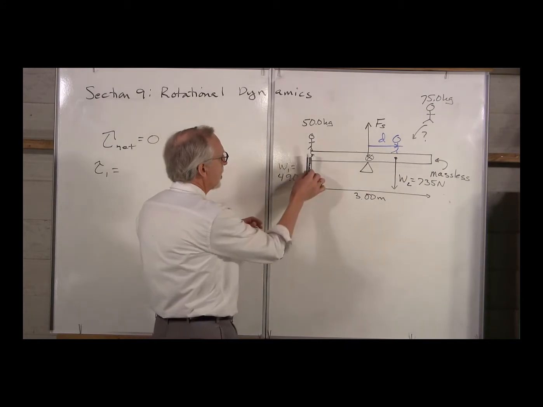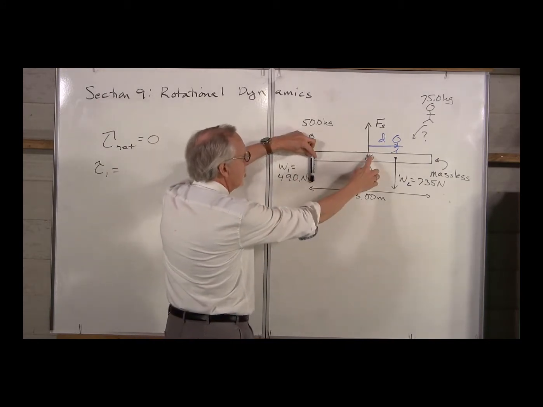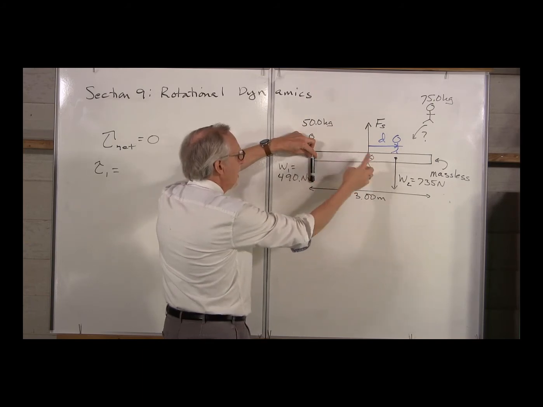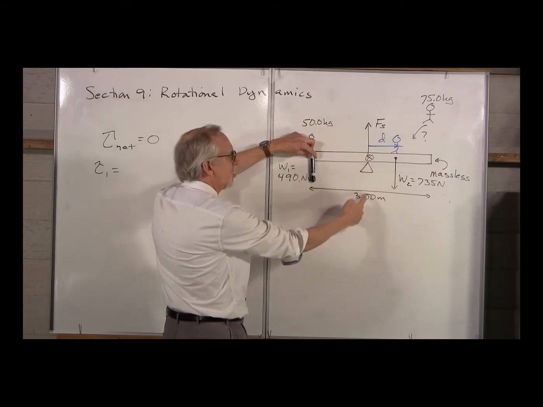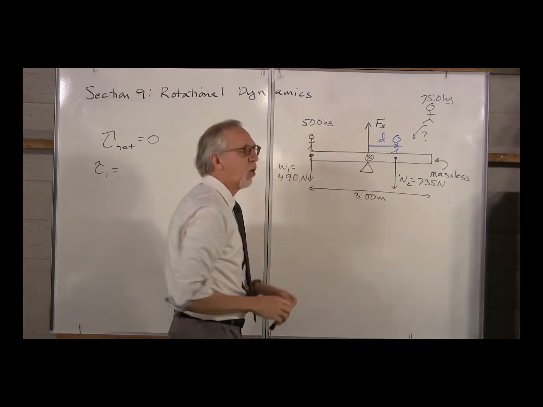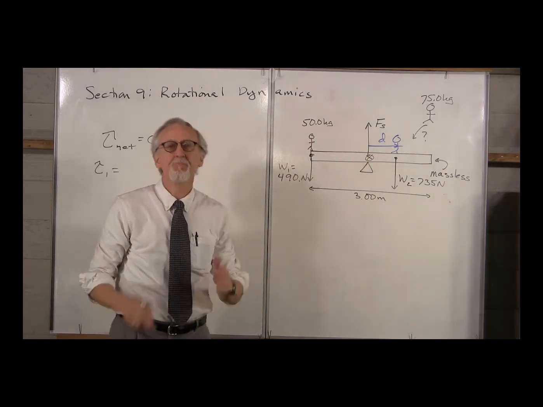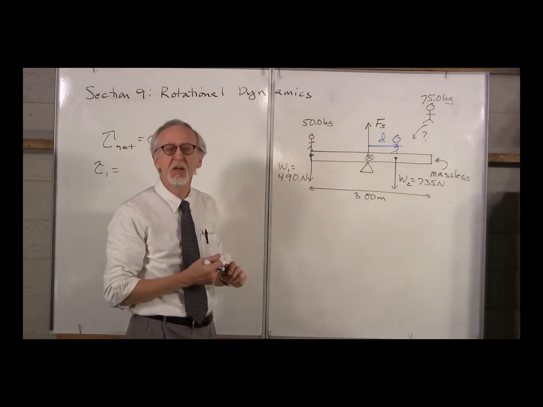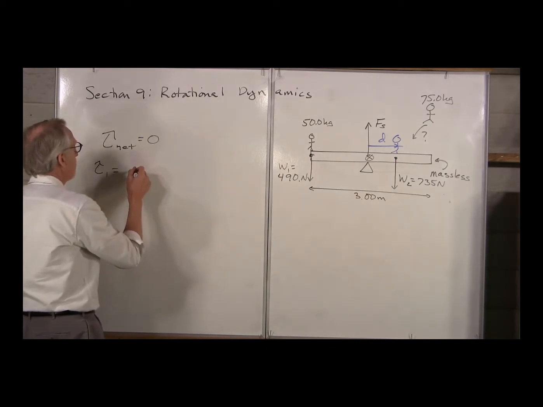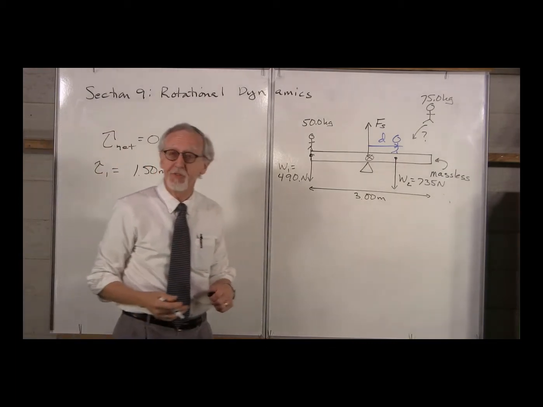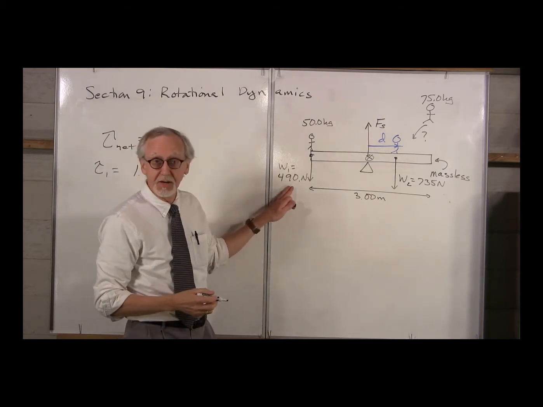Here's the force. Where's the origin? The origin is over here at the center of the seesaw. What is this distance? Well, if the seesaw is 3 meters long and this is at the center, that's going to be half that distance, or 1.50 meters. So R for the first force, first torque, is 1.50 meters. What is F for the first force? 490 newtons.